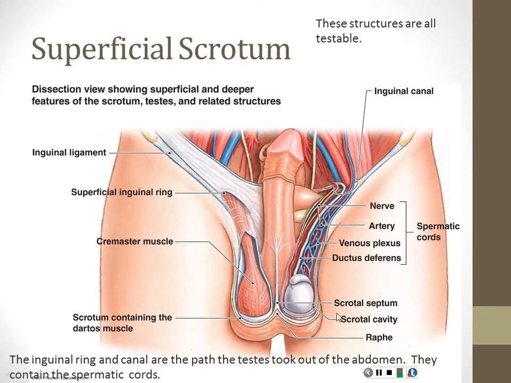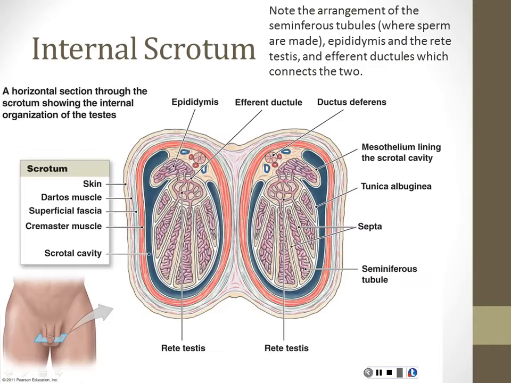Okay, the raphe is the continuation of the septum that divides it into right and left halves. You know, it is a semi-symmetric structure. In most males, it's not symmetric. One testis will be lower than the other in most men. Okay. Onward.